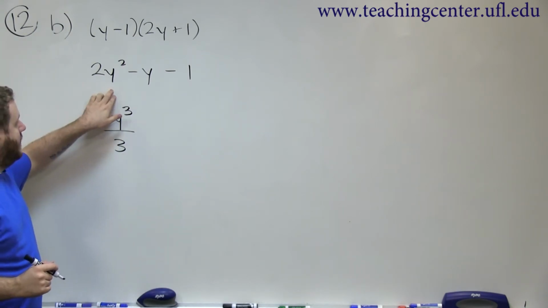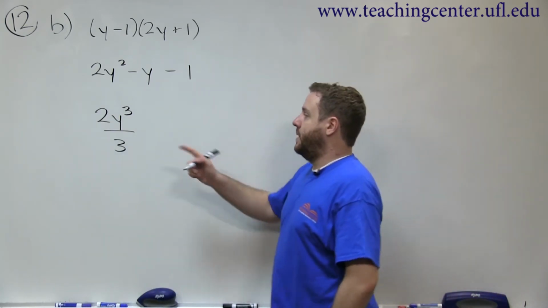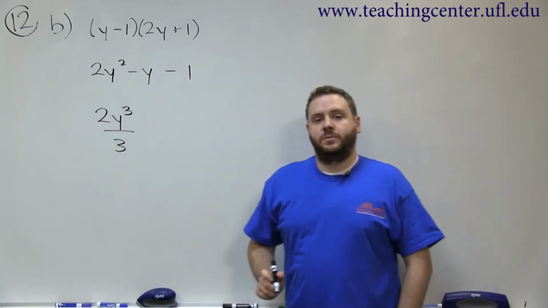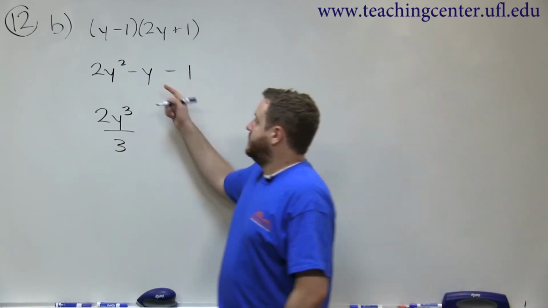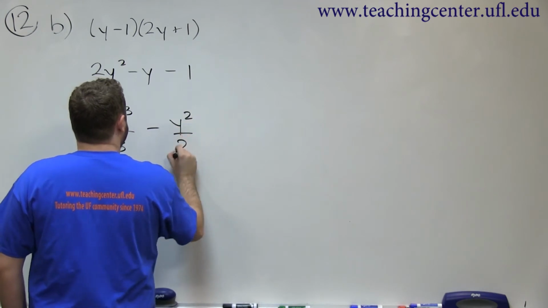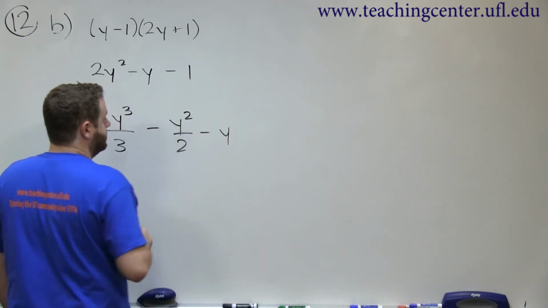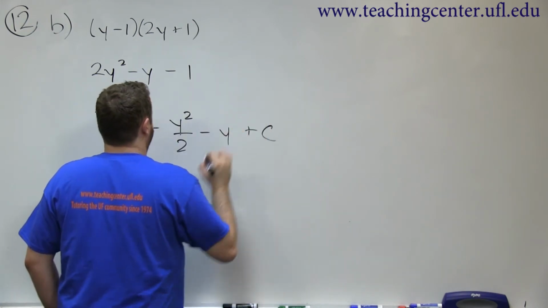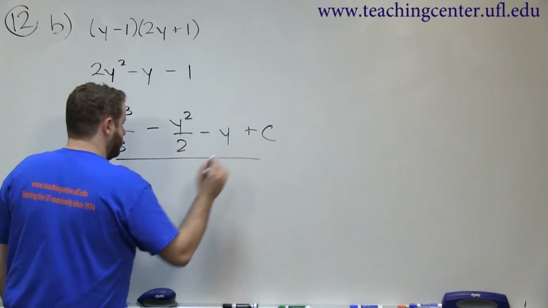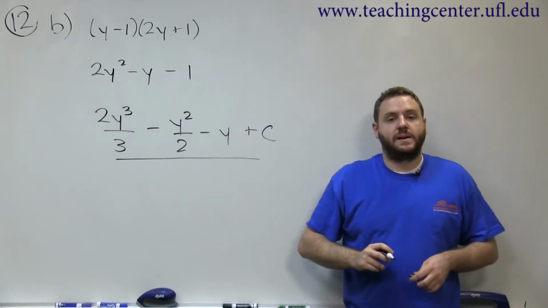And to do the antiderivative of any basic power of a variable, you raise the power by 1 and divide by that new power. So the antiderivative of y would be minus y squared over 2. And the antiderivative of 1 would be y. And we always tack on our plus c. So that's our antiderivative here of that factored polynomial.